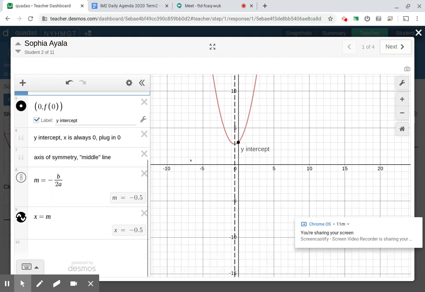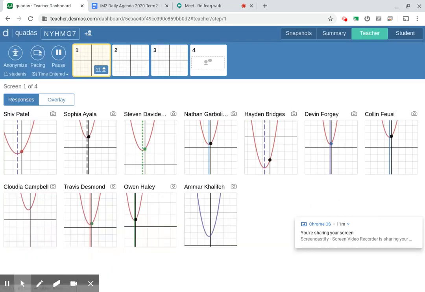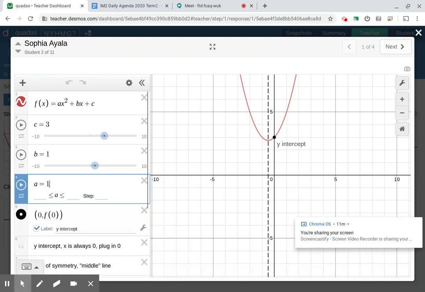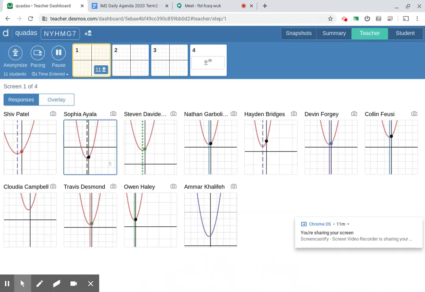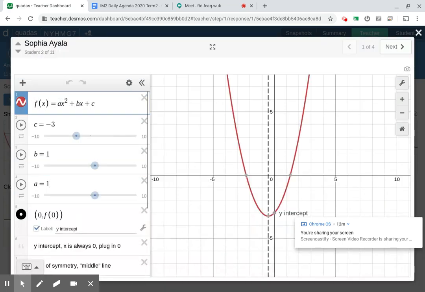Okay. Next, this is the hard one. How do we find the x-intercepts? Go ahead and click on your x-intercepts. Oops. You're going to have to lower the graph, Sophia, so we can have some x-intercepts. How would you lower your graph? What letter would you have to change? A, B, or C? There you go. You switch your C. Go ahead and click on your x-intercepts.